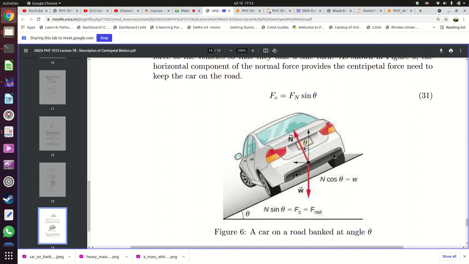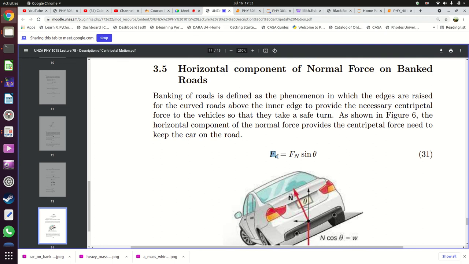If this angle theta is the same as this, then the weight is going to be equal to this vertical component of the normal force, which is the normal force multiplied by cos theta. Then the centripetal force is going to be provided by this bit, pointing in this direction, which is the normal force multiplied by sine theta. So again, a similar calculation can be done to what we have just done for the other stuff. In our case, the centripetal force FC is provided by the normal force multiplied by sine theta. Are we clear?